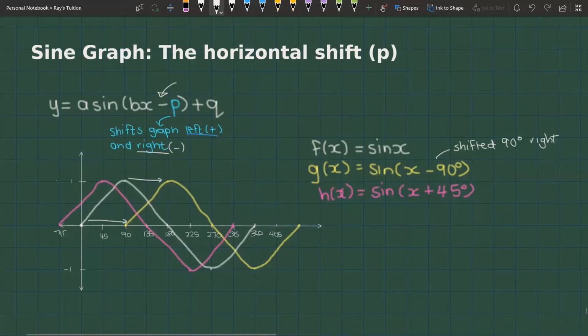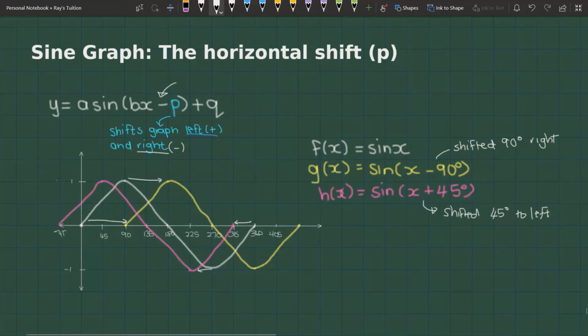For the pink diagram, we have h of x is equal to sine of (x plus 45). So this here has been shifted 45 degrees to the right. Sorry, to the left, because it is positive. So once again, comparing the pink graph and the white graph, you see that every part of the white graph has been shifted 45 degrees to the left.